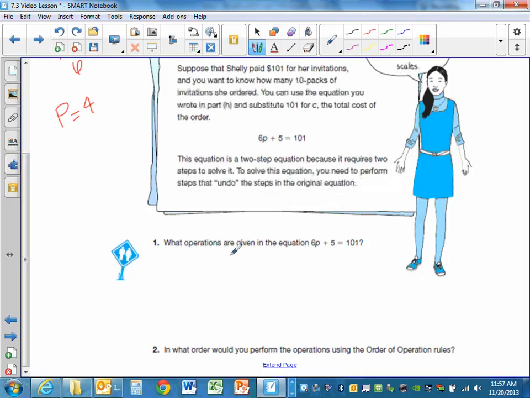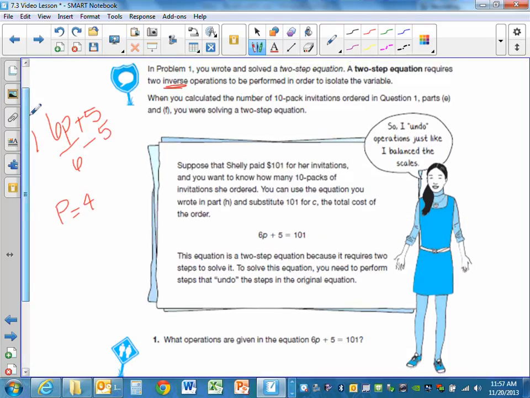This equation is a two-step equation because it requires 2 steps to solve it. To solve this equation, you need to perform steps that undo the steps in the original equation. So again, we're going to undo them by doing the opposite operation. So instead of adding 5, we subtract 5. Instead of multiplying by 6, we divide by 6.